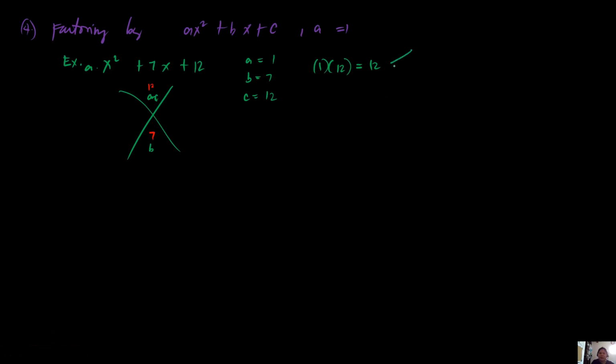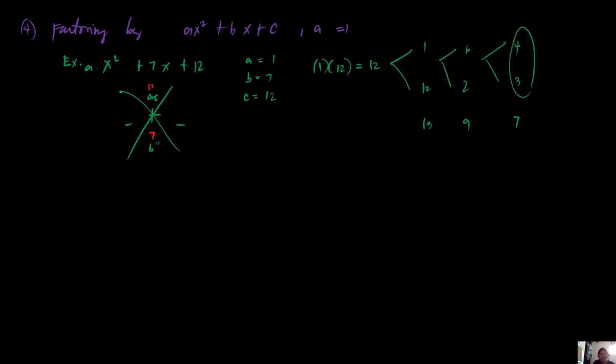So, what are the factors of 12 that if you add, the answer is B or 7? First thing that we're going to do, list down all the factors. You will have 1 times 12, 6 times 2, 4 times 3. Your goal here is to find B, which is 7. So 1 plus 12, the answer is 13. 6 plus 2, the answer is 9. 4 plus 3, the answer is 7. So the factors that we are going to use are 4 and 3.